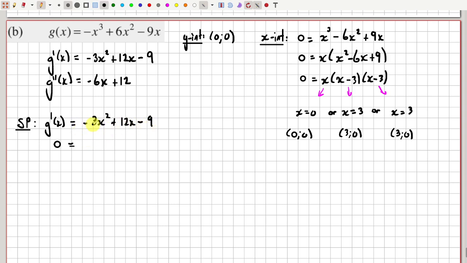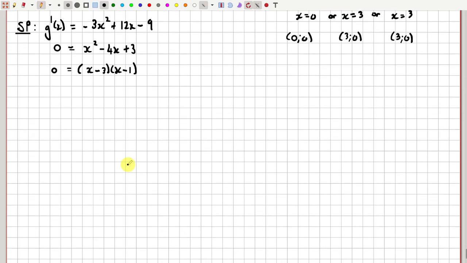And we'll divide straight through with the minus 3. And we'll get x squared minus 4x plus 3. Factorize. And we'll get the following. So x will be equal to 3, or x is equal to minus 1.